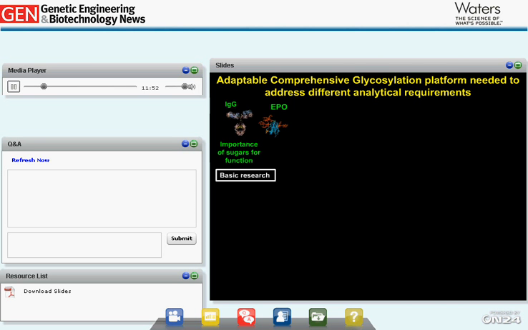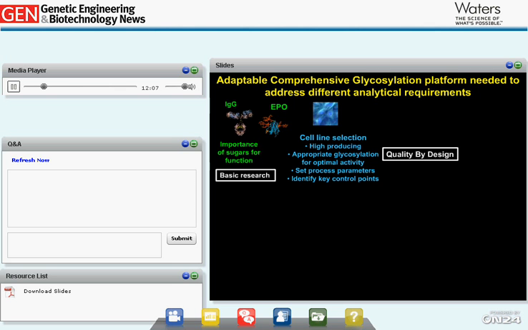So you may, for example, be in basic research. You might want to be able to understand the role of the sugars in the function of the protein, in which case you'll probably want quite detailed glycan analysis. If you're doing cell line selection, then you're probably looking for high-producing cell lines with the appropriate glycosylation that you've already defined. And if you're looking for safety and efficacy, then again you might be highlighting some particular epitope. For example, this is an alpha-gal linked sugar which is antigenic in humans.